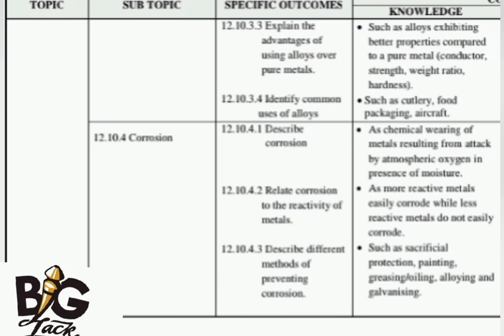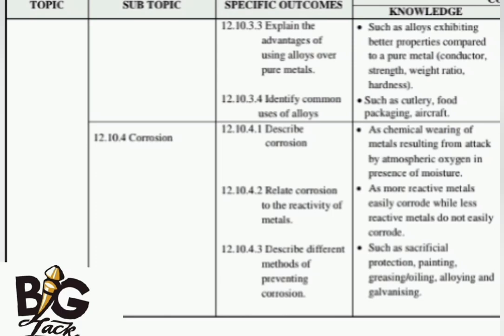So the next topic is what? Corrosion. Like the one I was saying, alloys don't corrode. Now here they are going to ask you to describe what corrosion is. So corrosion is just what? A chemical wearing of metals resulting from attack by atmospheric oxygen in the presence of moisture. So for corrosion to occur, two things should be present. The first one is oxygen. Then the last one is moisture, which is in this case water.